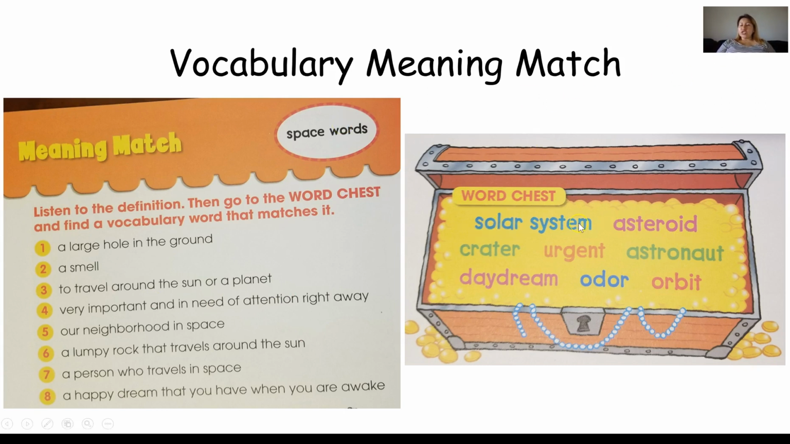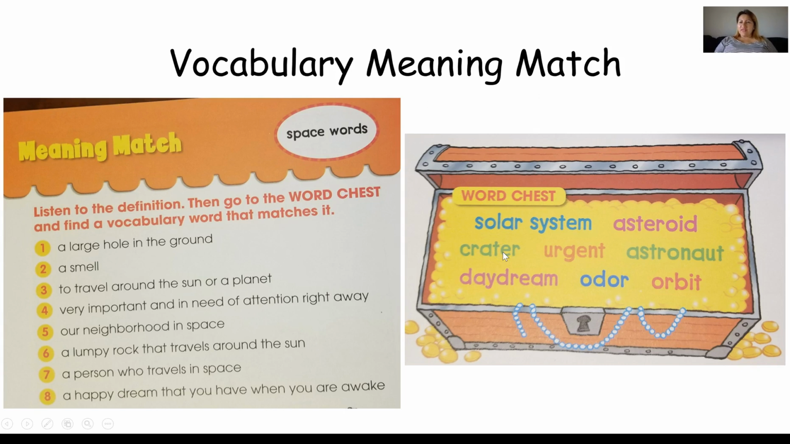We have solar system. Do you remember how many planets are in the solar system? That's right, there's 8, and then there's our giant star. And what is a star? Yes, it's our sun. Then we have asteroid. Do you remember what an asteroid was? Remember, it's something that orbits the sun. And remember, it was a huge rock. And it said that it was as big as what, boys and girls? A house. That's enormous.